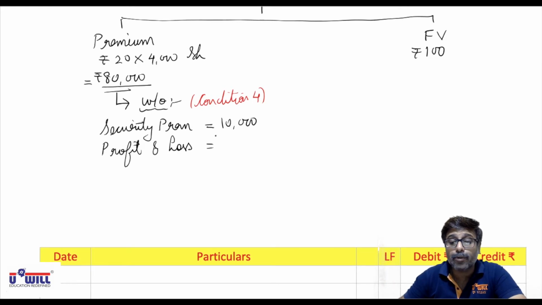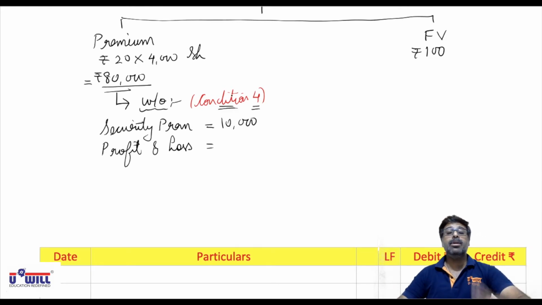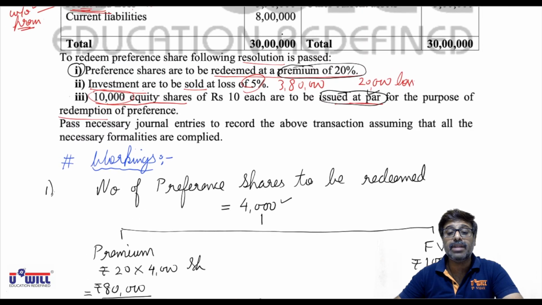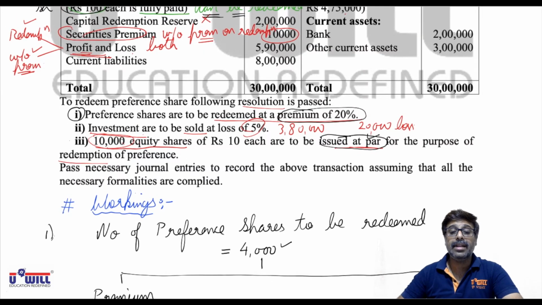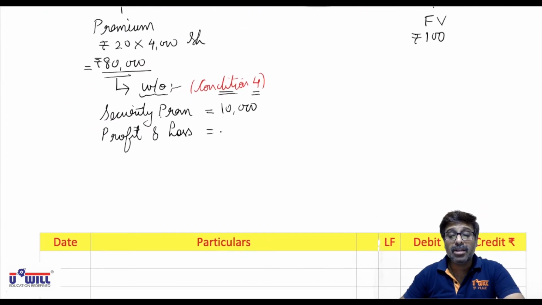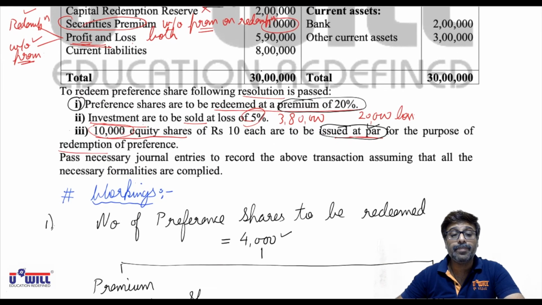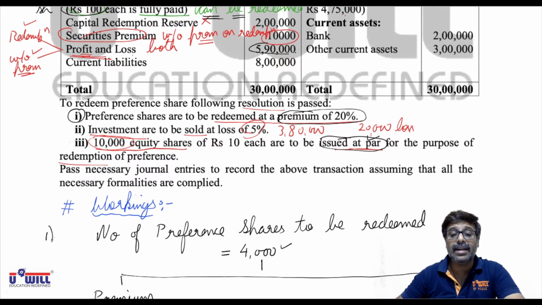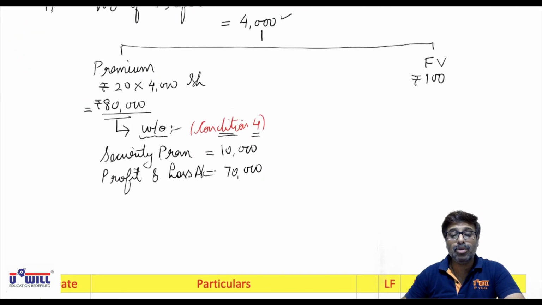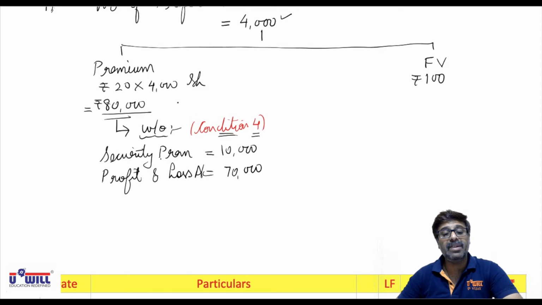Okay, condition 4 I am talking about. Premium on redemption of preference shares can be written off from first priority security premium. We have 10,000 in security premium, so we'll use that. And then the balance amount we don't have. So the remaining 70,000 we will provide from profit and loss account. See, profit and loss account is sufficient. How much is it? 5,90,000. From that we will use 70,000 to write off the premium on redemption of preference shares.